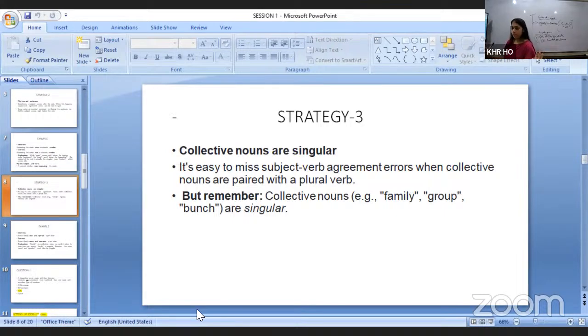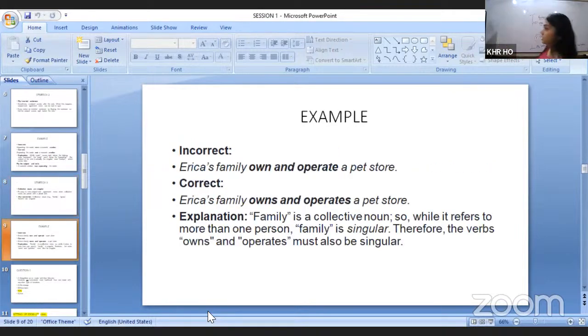We say family. We start considering a family of 5, so it has to be are, right? But no. Family is always singular, be it 5 people or 10 people or 15 people. So you can see family, group, bunch are always singular. So you can just write down collective nouns: family, group, bunch are singular.